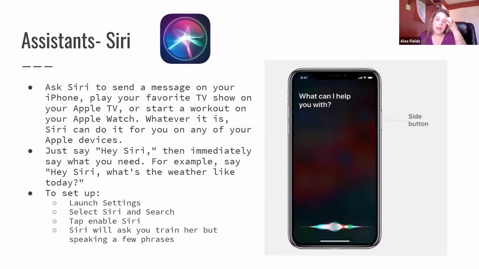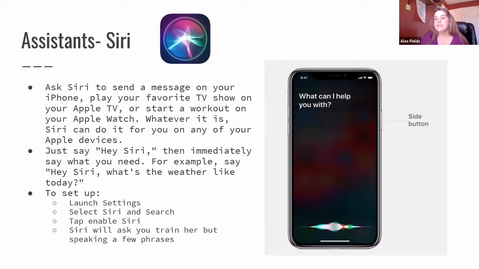So in order to set up, you would want to launch your settings and then click Siri and search. And then you would want to tap Enable Siri. And then Siri will ask you to train her a little bit by saying a few phrases to her. And then she will be set up. And then to get Siri's attention, all you would have to do is say, "Hey Siri" to your phone. And then she would say hello, or whatever it might be. And then you can ask your question.